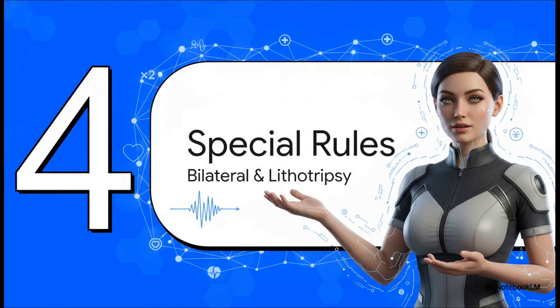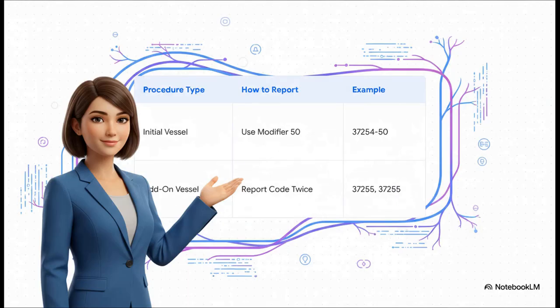All right, time for a rapid-fire round. We're going to tackle 2 areas that are just ripe for mistakes: coding bilateral procedures and using the new add-on codes for intravascular lithotripsy. You've got to get these right. The rule for bilateral procedures is super specific, so listen close. For the initial vessel code, you just report it once and slap on a modifier 50. Easy. But, and this is a big but, for any add-on codes, you never, ever use modifier 50. Instead, you report the add-on code twice, maybe on 2 separate lines. This is a huge change from old habits, and it's a trap waiting to happen.